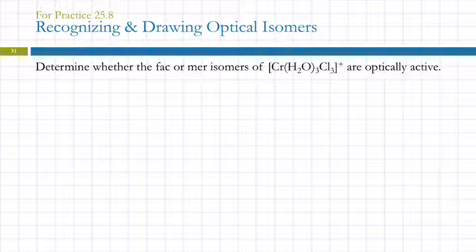So this one's asking us, determine whether the fac-mer isomers of Cr(H2O)3 are optically active. Optically active means that they are optical isomers. They're mirror images, but not superimposable.